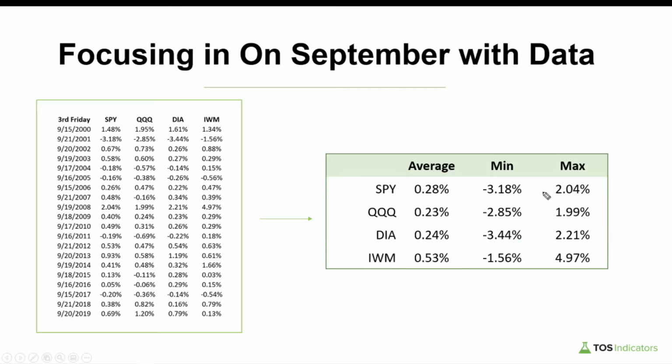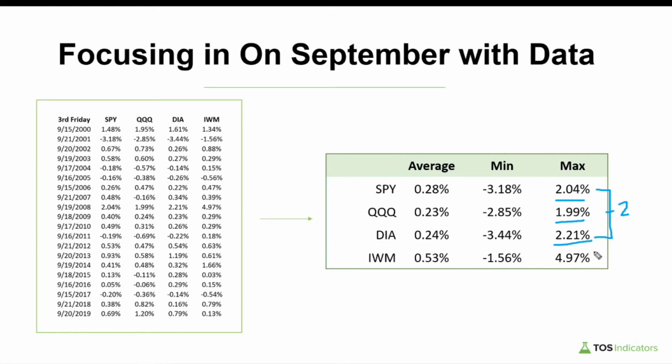Now, if we take a look on the opposite side, what's the max move that we've seen on September triple witching Fridays going back to 2000? So this is September 15th, 2000. You'll see on the SPY, at most, you closed up plus 2%. On the Qs, up 1.99%, really, you can round that up to 2. On the Dow, up 2.21%. So all three of these really are around that 2% zone, right?